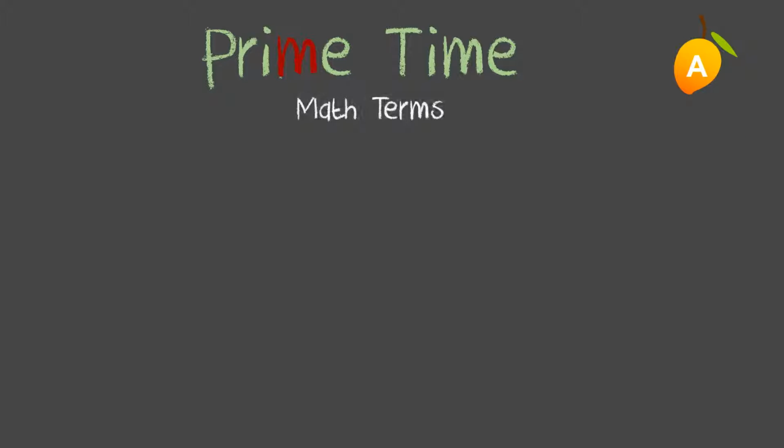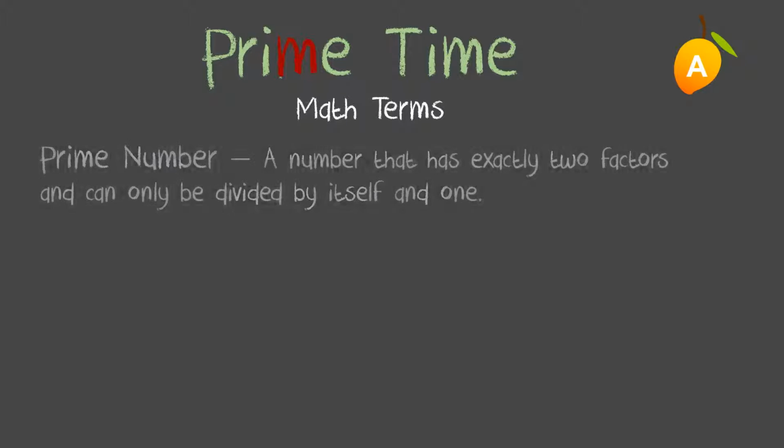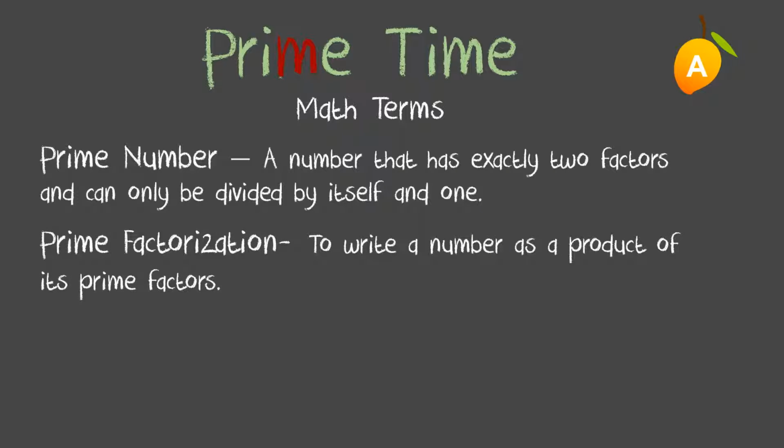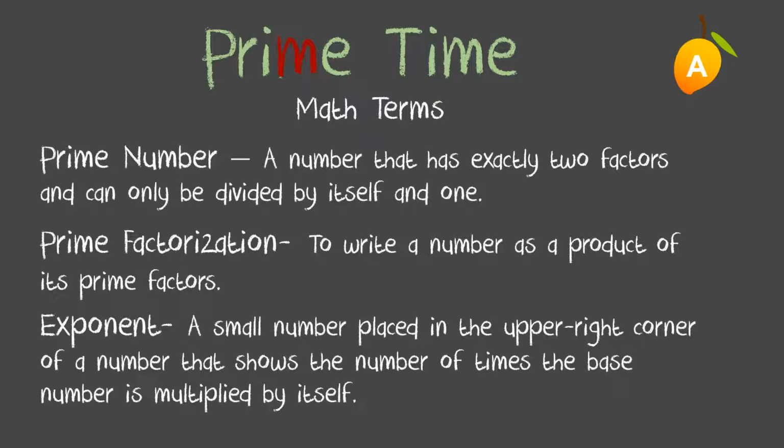Prime Time has some math terms to help increase understanding. Prime number: a number that has exactly two factors and can only be divided by itself and one. Prime factorization: to write a number as a product of its prime factors. An exponent: a small number placed in the upper right corner of a number that shows the number of times the base number is multiplied by itself.